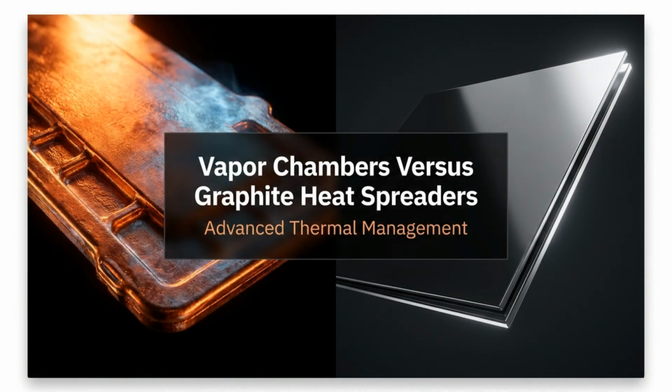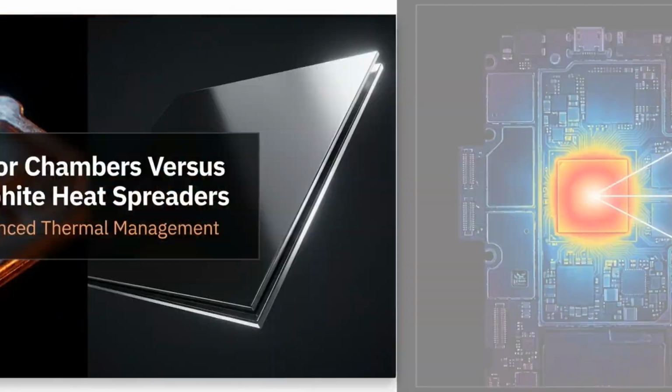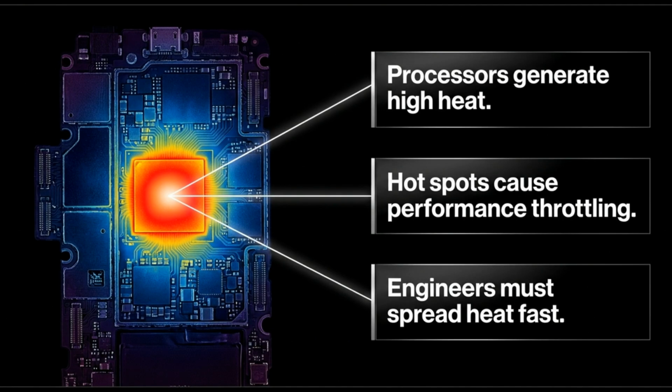Welcome to this video on advanced thermal management, comparing vapor chambers and graphite heat spreaders. Processors generate high heat, creating hotspots that cause performance throttling. Engineers must rapidly spread this heat away from the source.